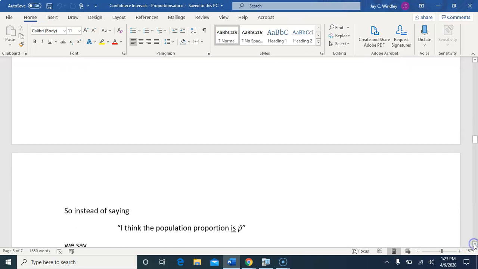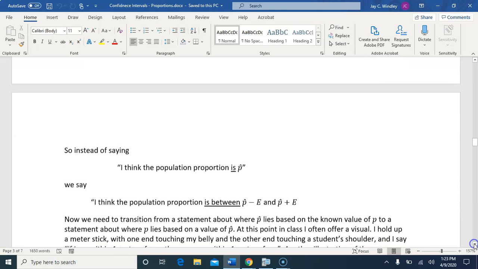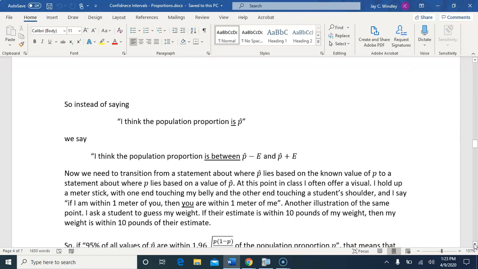So instead of saying that we think the population proportion is the value of p hat I got from my sample, we usually prefer to say, I think the population proportion is in between the p hat from my sample minus a margin of error and the p hat from my sample plus some margin of error.